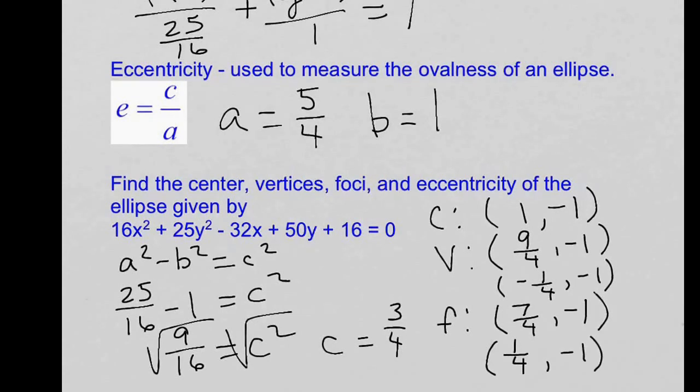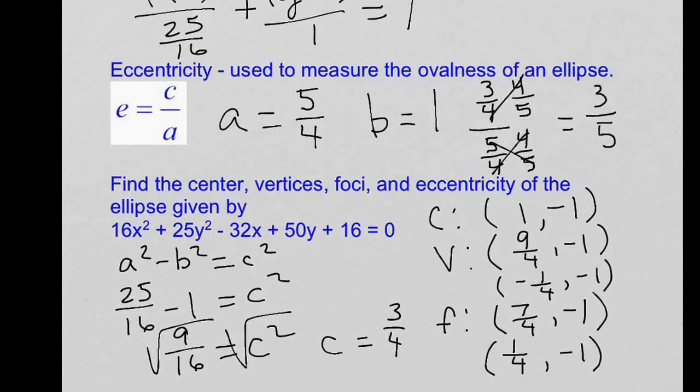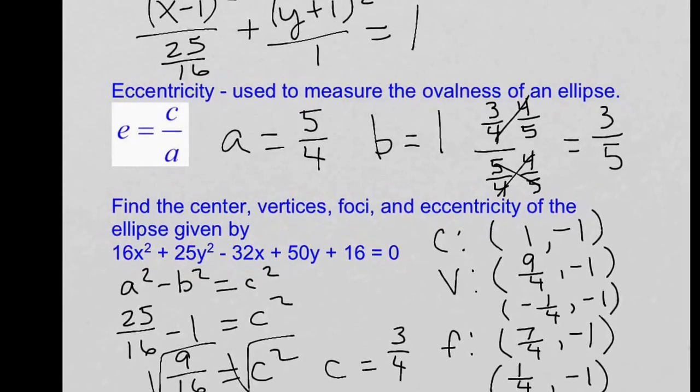Okay, I've found the center, the vertices, the foci. The only thing I need to find is the eccentricity, which is C over A. So C, we said, was 3/4 over A, which is 5/4. Multiply the top and the bottom by the reciprocal of the denominator. The bottom divides out. In the top, the 4's divide out, and leaves me with an eccentricity of 3/5. The closer to 1, the closer I get to being a circle.